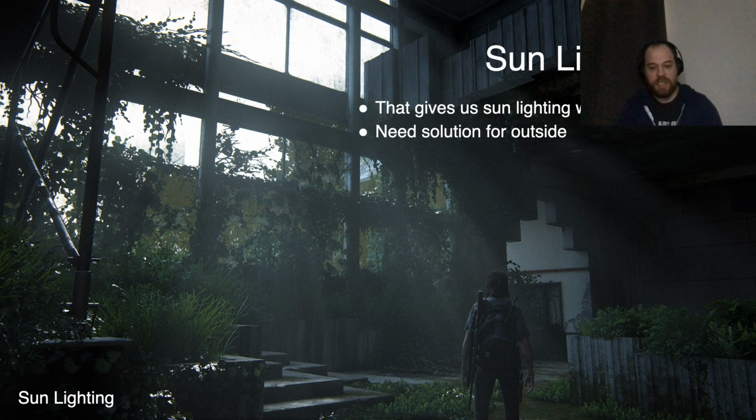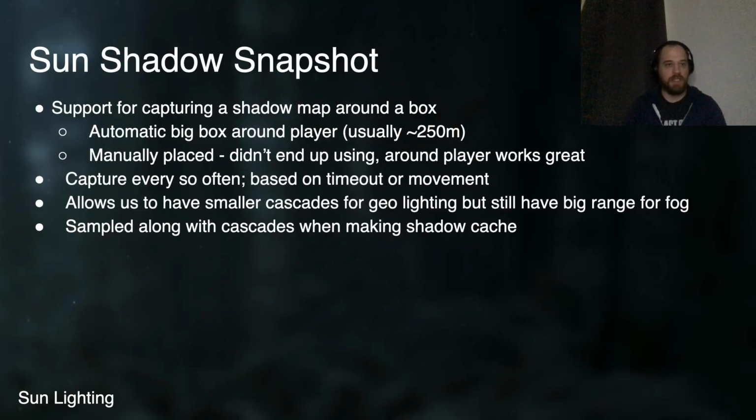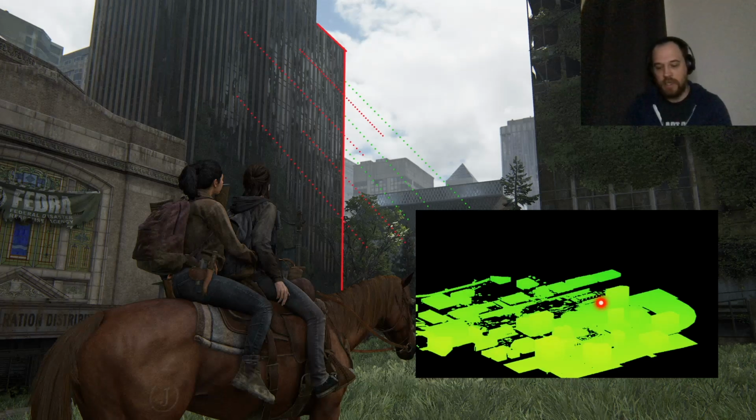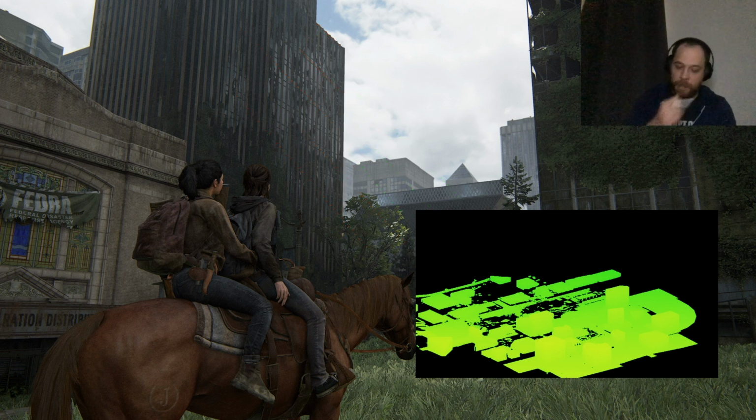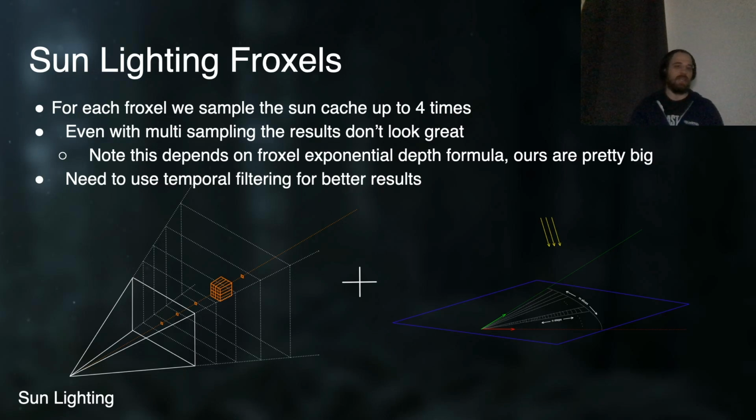That gives us sun lighting within the cascade range, but we need a solution for the outside of the cascade range. For that, we use shadow snapshot. Here's how it looks. It's basically a big snapshot of the shadow from a large distance, and we use that as a fallback to lighting Froxels. And all of that goes into the same sun shadow cache. It's just instead of adding data from cascades, we add data from this cache. It's captured every so often. It doesn't have any impact on performance. Could also, I guess, do it statically, capture it ahead of time, but it's nice to be able to dynamically recapture it as the camera moves.